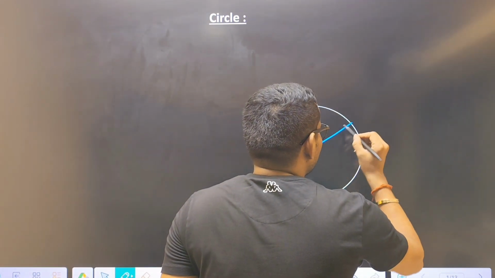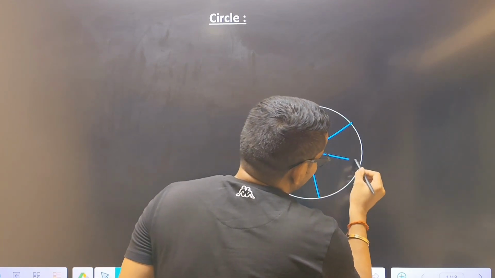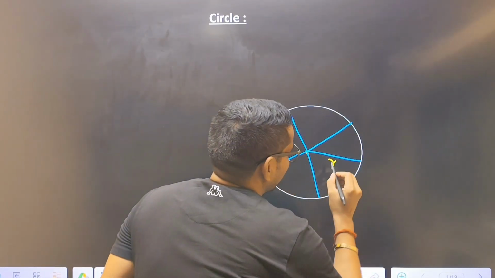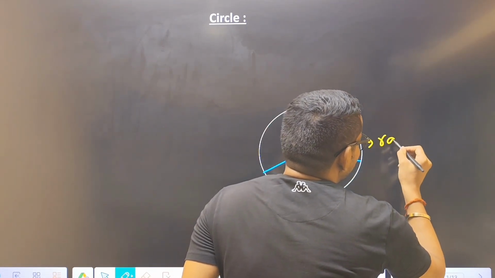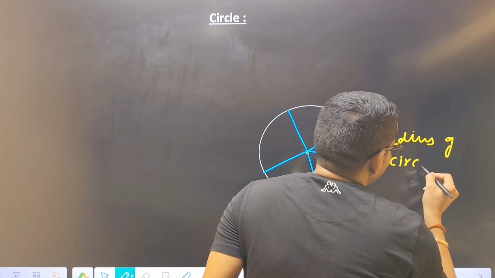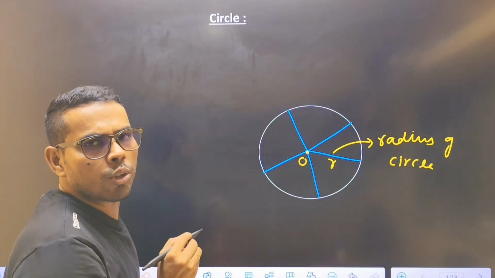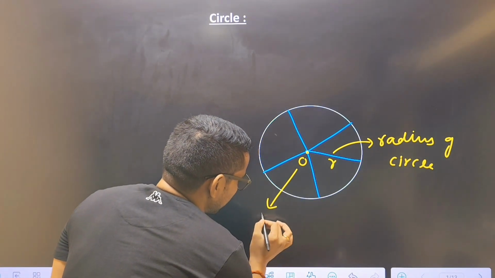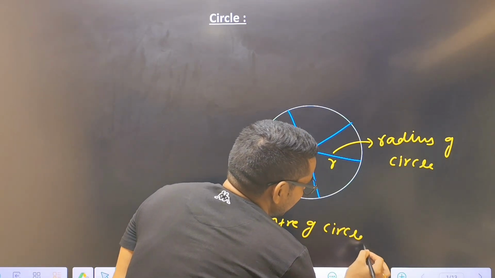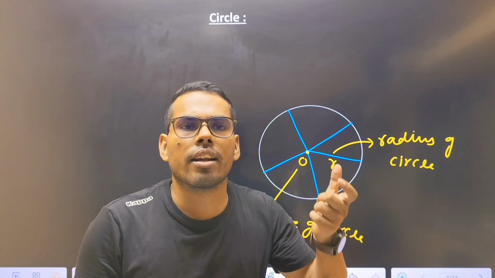This distance is always constant, which is known as the radius of the circle, denoted by r. And this fixed point, generally denoted by O, is known as the center of the circle. So these two are the main parameters of a circle, that is center and radius.